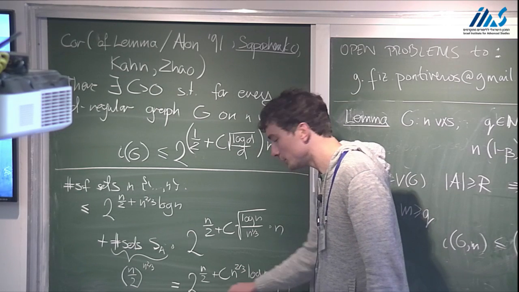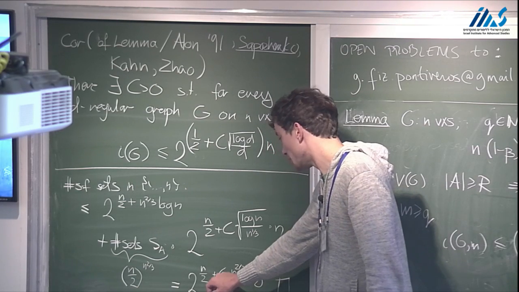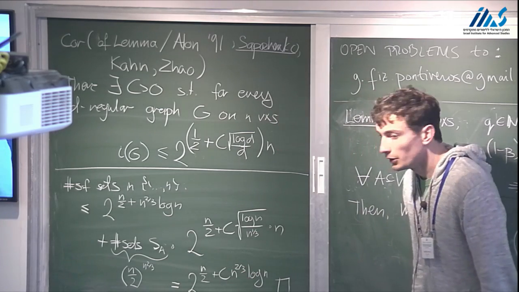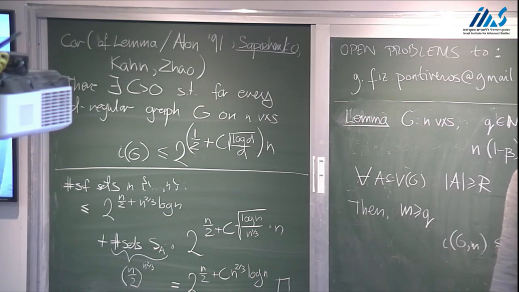I only claimed a little o of n here, and we proved an estimate of the form C, a constant, times n to the 2/3 times log n. Okay, I think I'll stop here, but I still can take some questions.